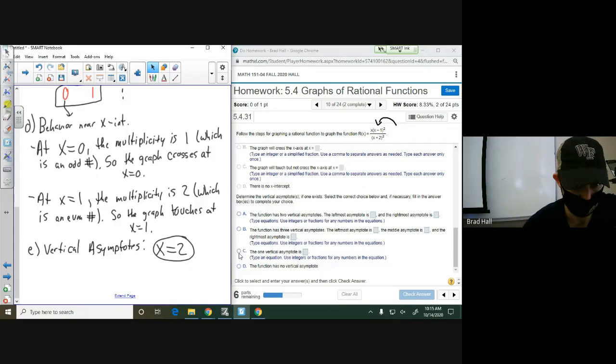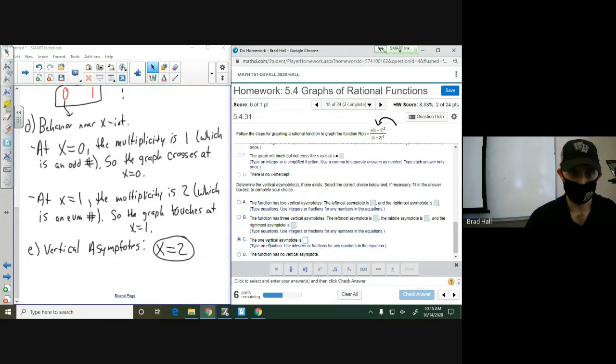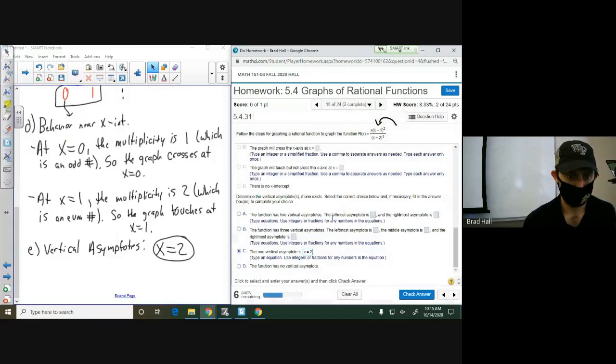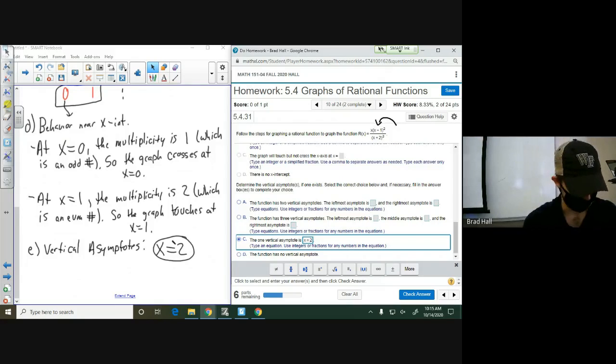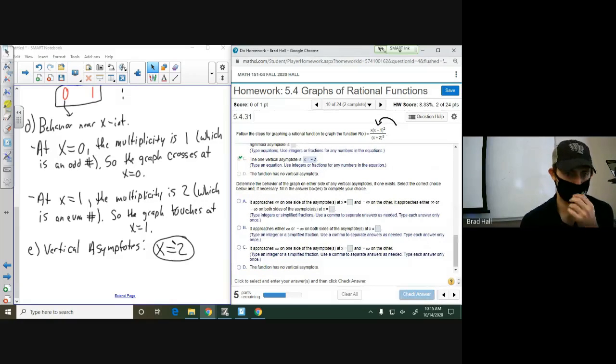So I'm going to pick answer choice C, which only allows one vertical asymptote. It does say type an equation, not just a number, which means we need an equal sign. Oh, I forgot negative. I'm sorry. It should be negative. It's -2. As you can see, I make mistakes all the time. It should be -2. So that's the one and only vertical asymptote.